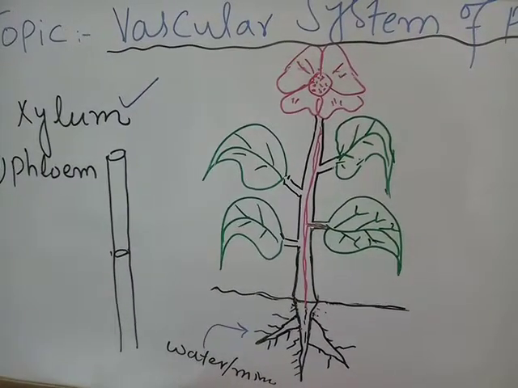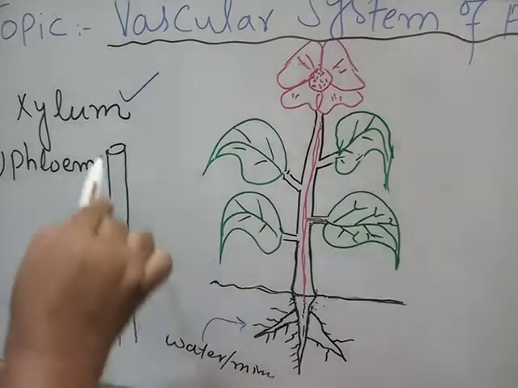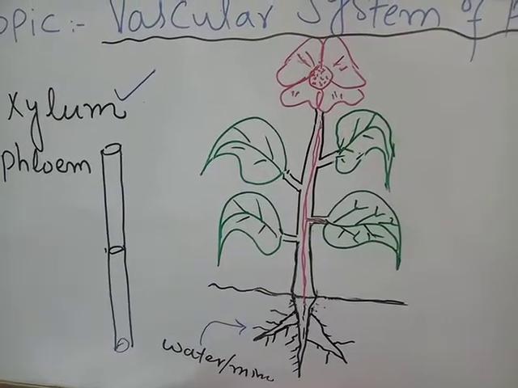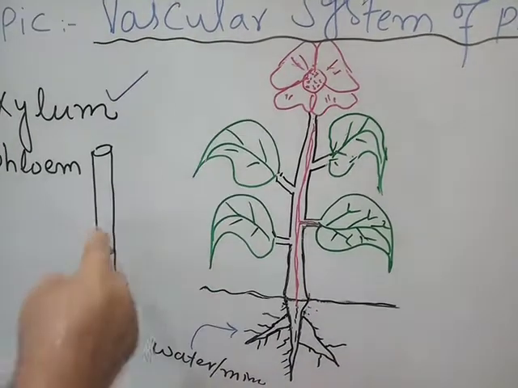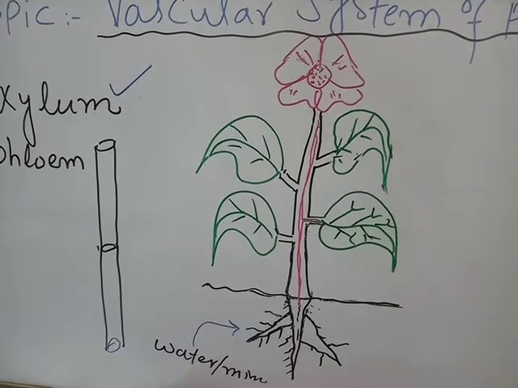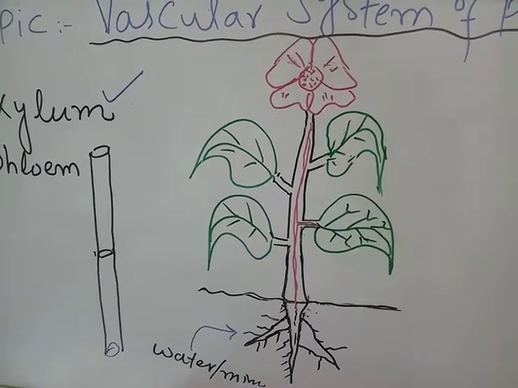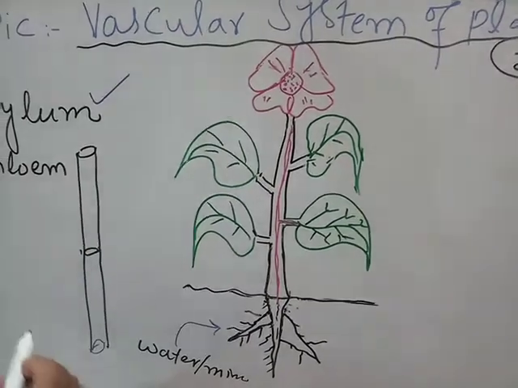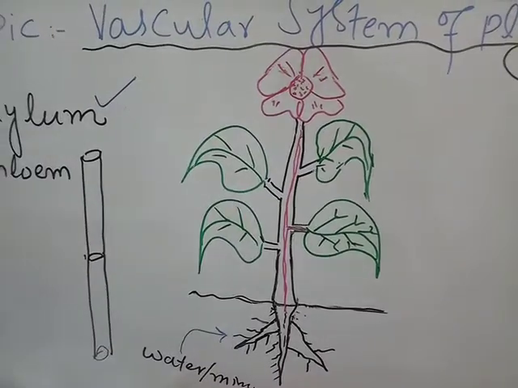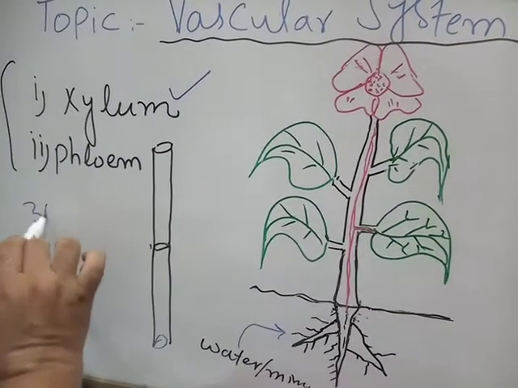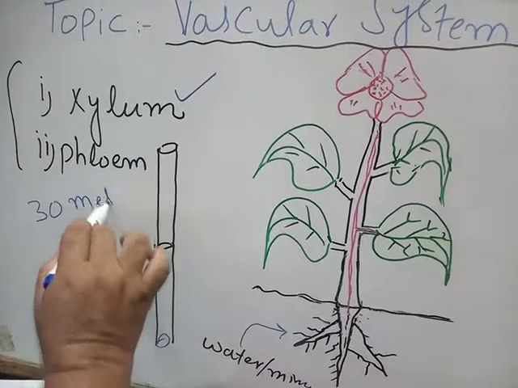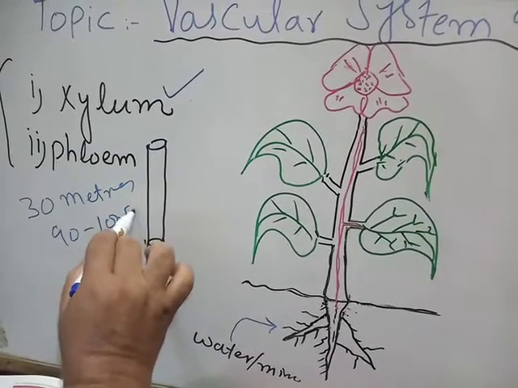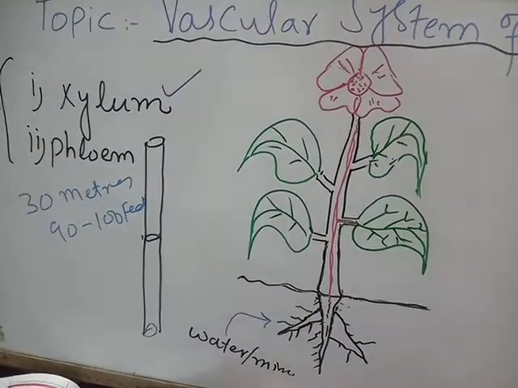I said that xylem tissues are tubular structures. This is one xylem cell. This is another xylem cell. A group of cells is called a tissue. So one cell is connected with the other. In long trees, for example, in jungles, where we have huge, long, towering trees, these xylem tissues are much longer, and their length may go up to 30 meters. 30 meters is roughly 90 to 100 feet. So they are very, very long.